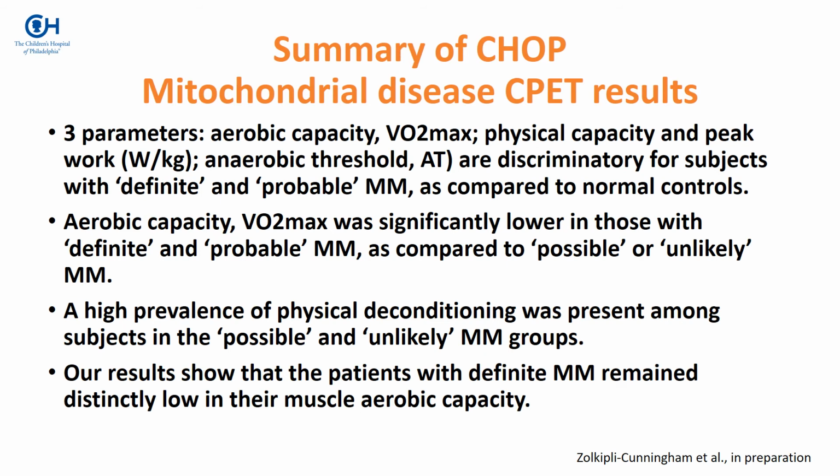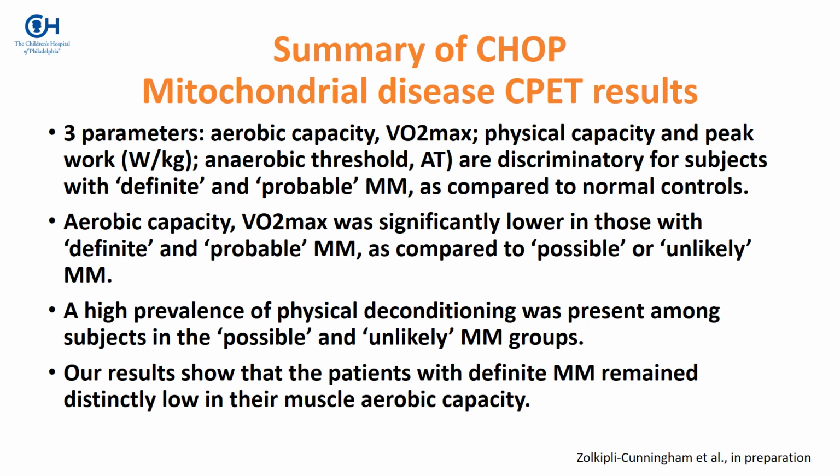So what was found was that the VO2 max, peak work, and anaerobic threshold had the ability to define patients with definite and probable myopathy as compared to normal controls. Also, the VO2 max was significantly lower and able to discriminate, therefore, those with definite and probable myopathy as compared to the possible and unlikely group.